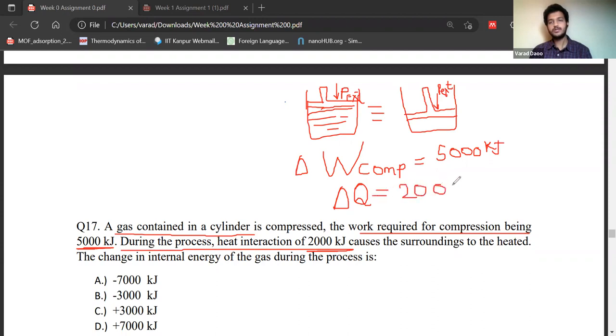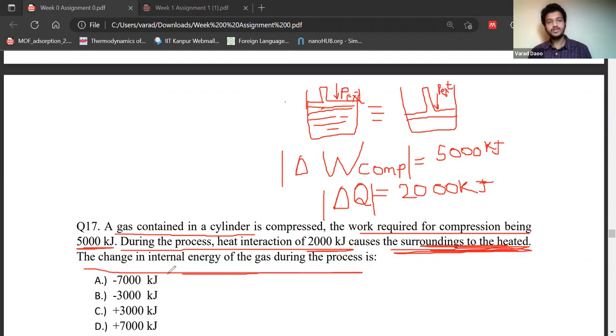Remember, here we are not taking any sign convention. We are just saying the mod of W is this, the mod of Q is this, and it causes the surrounding to be heated, right? So this has to be remembered, the surrounding is being heated. So what we have to do is find the change in the internal energy of the gas.